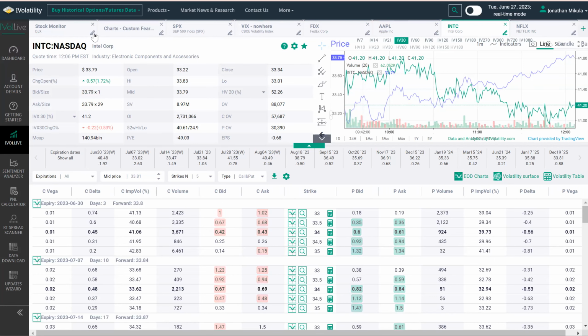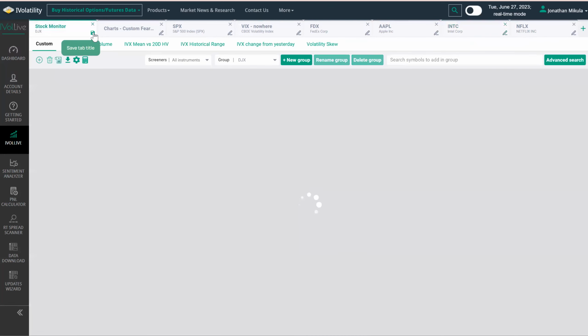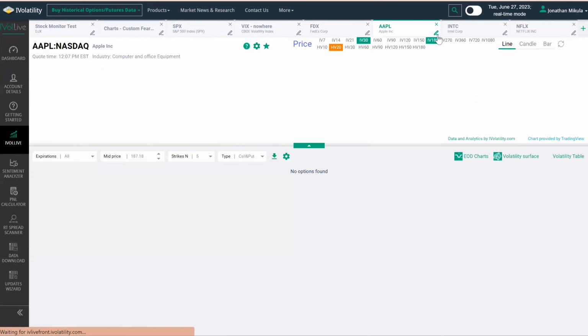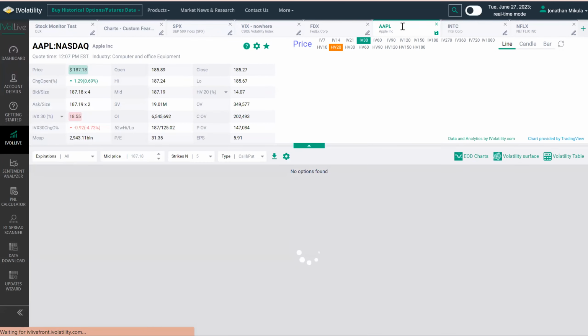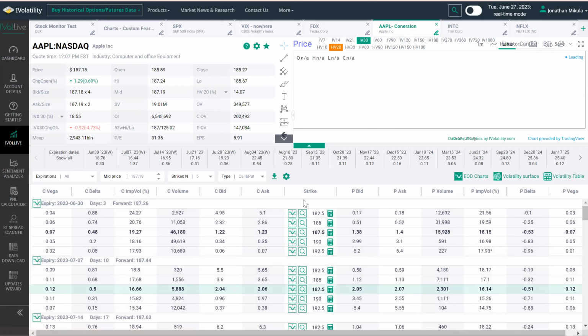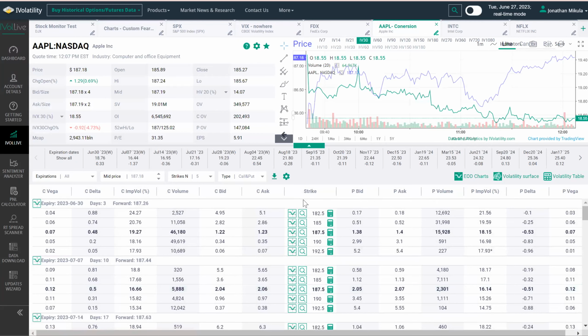We recently added this functionality where you can edit the tab, so this is the stock monitor tab. So we could just say test. This is really neat because now as we go through this, we can label what strategy we're testing each name for. So in Apple's case, I want to create conversions, for Apple here.